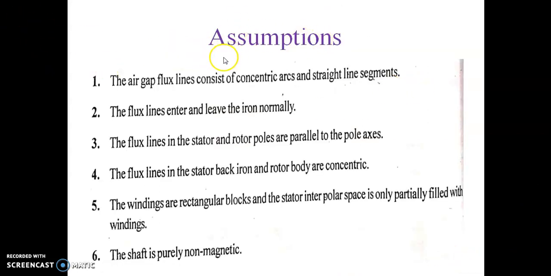Before going for the derivation, we have to make certain assumptions. Those assumptions are listed below. The air gap flux lines consist of concentric arcs and straight line segments. The flux lines enter and leave the iron normally. The third assumption is the flux lines in the stator and the rotor poles are parallel to the pole axis. Fourth, the flux lines in the stator back iron and the rotor body are concentric. Fifth, the windings are rectangular blocks and the stator inner pole space is only partially filled with windings. Then the sixth one is the shaft is purely non-magnetic.